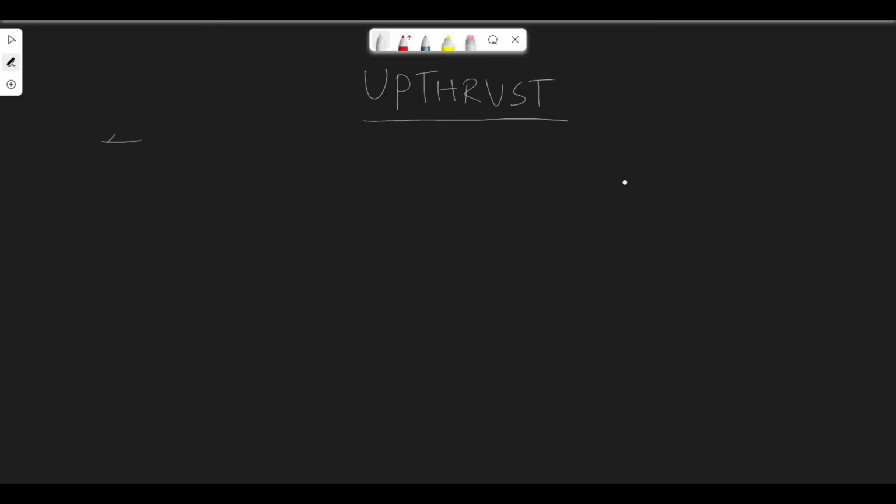Let's suspend a mass with a Newton meter. So this is just a Newton meter. It is suspended freely, and with this Newton meter we have attached a block, suppose. So this block is attached at the end of this Newton meter, and we are going to find some reading on this Newton meter.